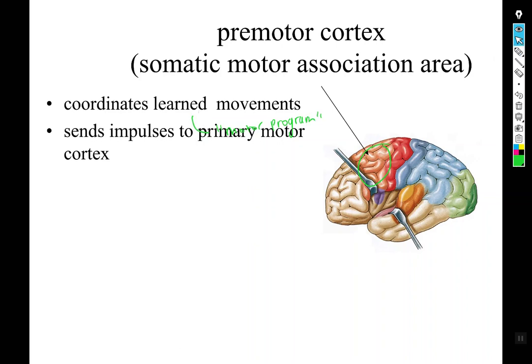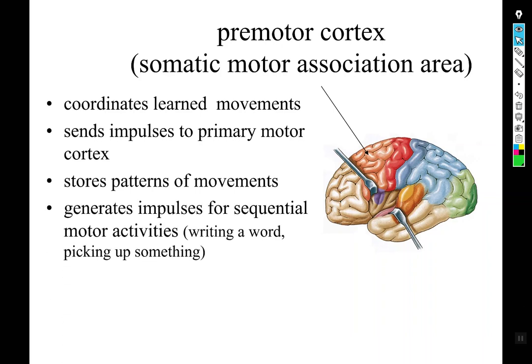So this sends impulses to the primary motor cortex in the form of the motor program. So movement is compiled here. The appropriate signals are sent to the appropriate areas on the primary motor cortex, and that's where the descending signal initiates from. We'll see more about motor control when we get to pathways. It also stores patterns of movement, so it's another area where you can store up learned movements. And it generates impulses for sequential motor activities, so writing words or picking something up, something that requires a series of muscular steps.